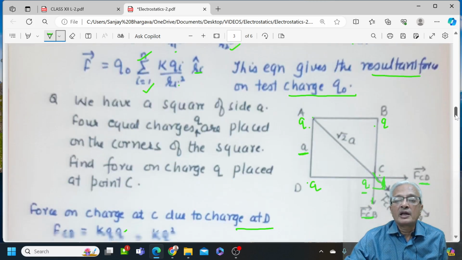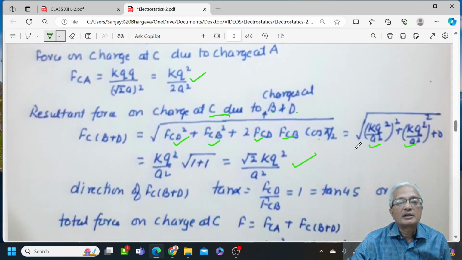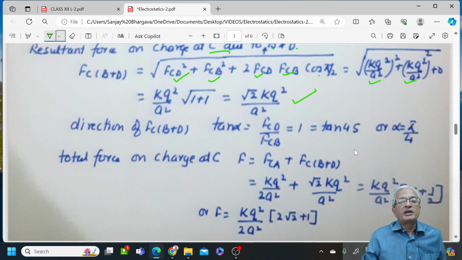To calculate the direction of the resultant, let's calculate this angle alpha. So tangent alpha would be perpendicular upon base, F_CD upon F_CB. Both the forces are equal, so tangent alpha is 1, which is tangent 45. So alpha is pi by 4. So what is the direction of the resultant force? Along the diagonal.